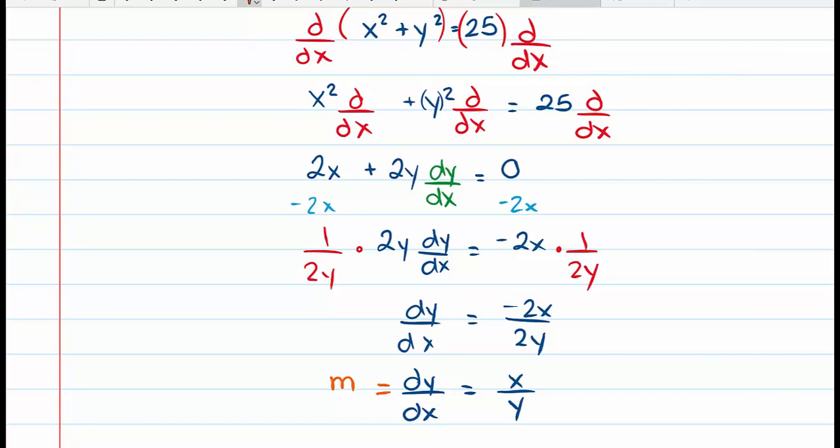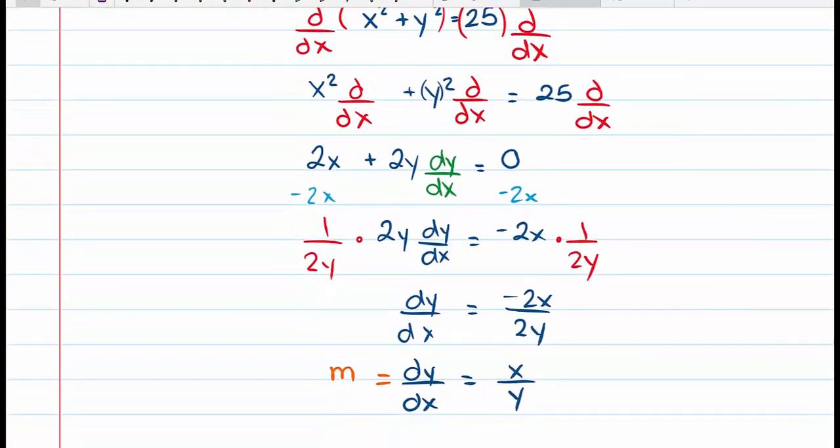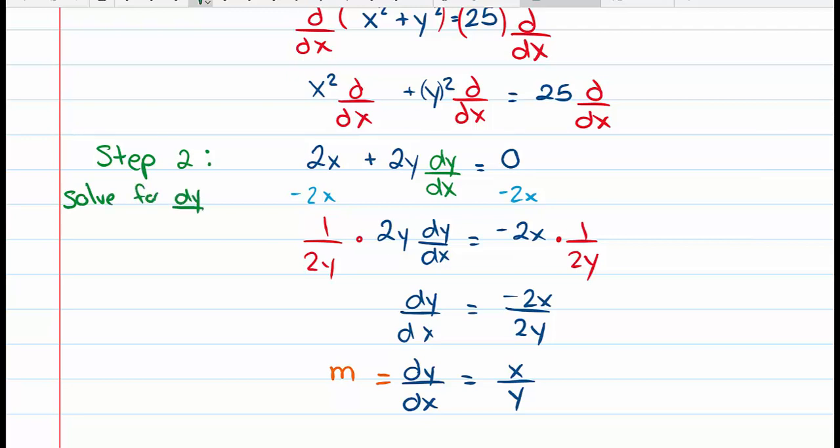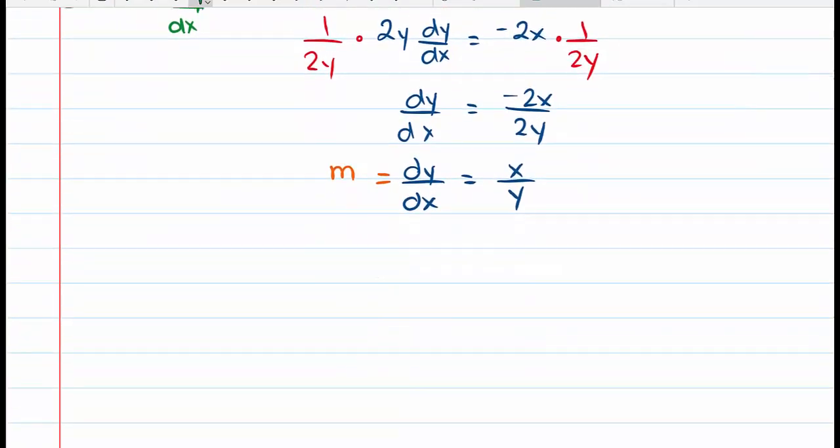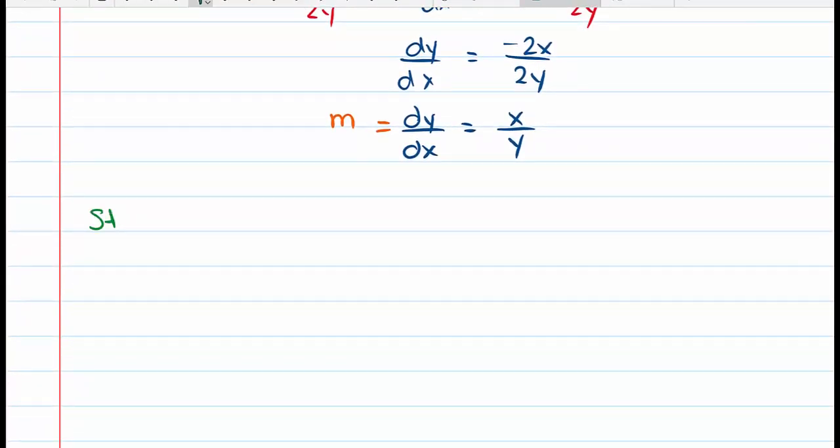Okay? I kind of accidentally combined step 1 and step 2. Step 2 actually began right there, which was to solve for dy/dx. That was my mistake. Okay? And now step 3 is to solve using the point given.